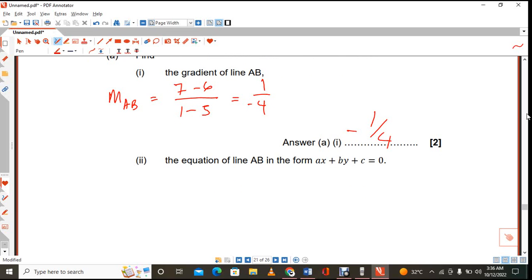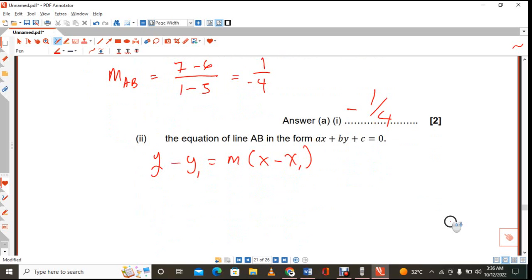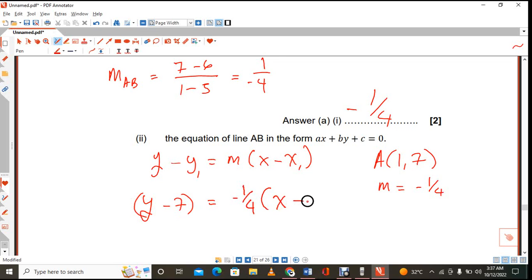In this case, you are supposed to find the equation, so we're going to use the formula y minus y sub 1 equals m times x minus x sub 1. We only need to use one point, so I'm going to use the point (1,7), that's point A. You can use (1,7) or you can use point B. We know the gradient is negative 1/4. So I'm going to have y minus 7, that's the y value, equals the gradient negative 1/4, then x minus 1.